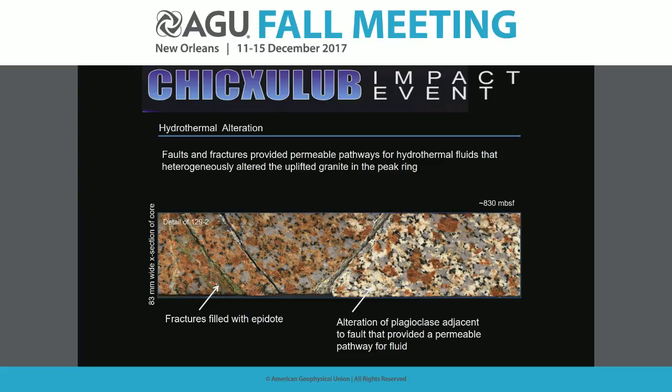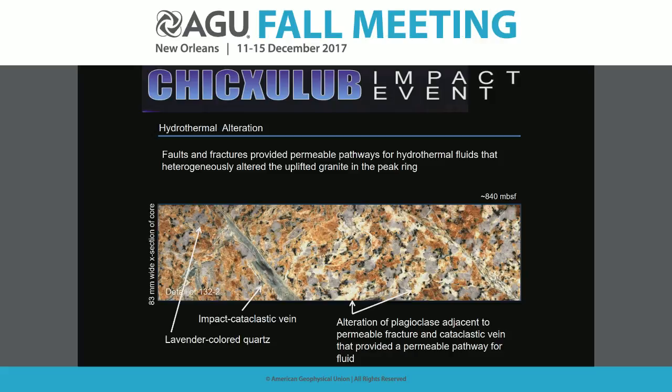The rock, as you've seen in other talks, is cross-cut by a large number of fractures and faults. These fractures are oftentimes filled with hydrothermal minerals. Here you can see epidote, and here's some quartz. You can also see that there is a differential metasomatic alteration of the feldspar in the granites in response to the fluids that have been carried through these faults and open fractures. The granite is also cross-cut by cataclastic veins, which are another fluid pathway. Also, I want you to note that the quartz in some sections of the granite is lavender colored, so it has actually been chemically altered with trace elements.